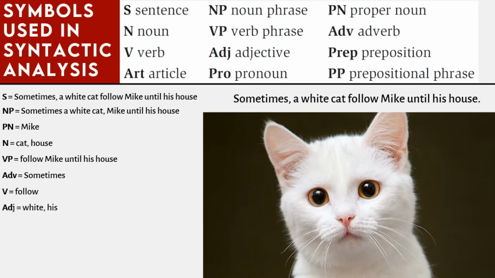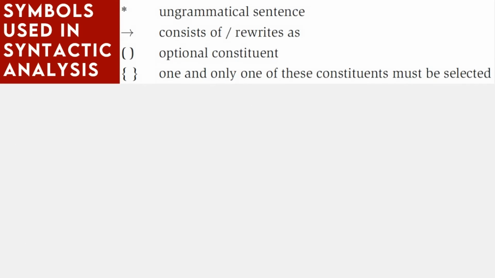Any adjective? White and his. Prepositions? Until. That's right. Any article? Yes. Only that? Any pronoun? No, we don't have any pronoun in this case. Do we have any prepositional phrase? Yes, until his house. Now, if you can recognize all of them, let's continue with the next part of the symbols used in syntactic analysis. We have 4 topics we are ready to check, but let's begin with the first, ungrammatical sentences.